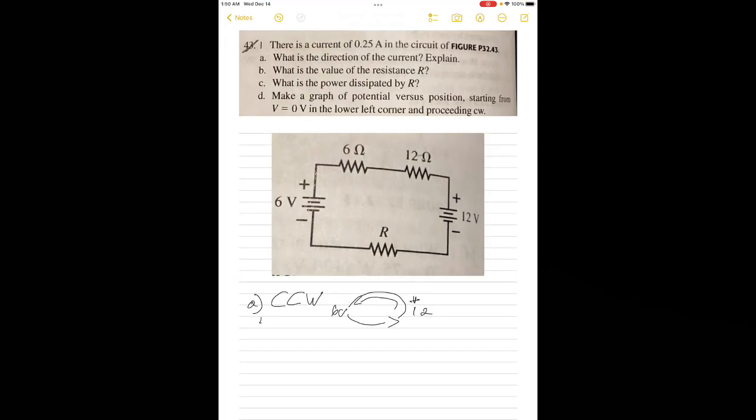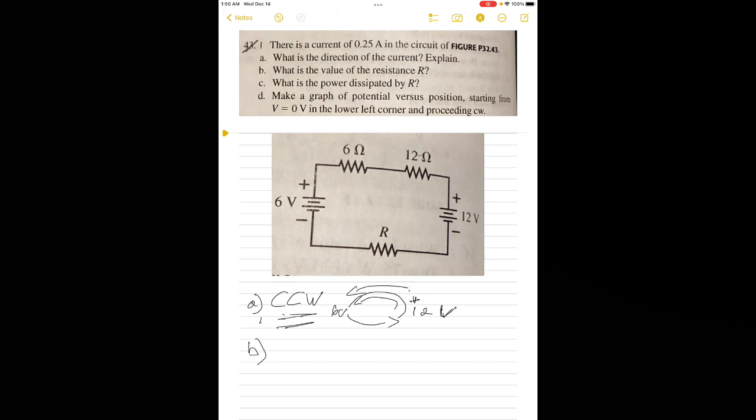What is the direction of the current? There is a current in this circuit of 0.25 amp in this figure. So they're asking us what is the direction of the current. As you guys see, it's going to be counterclockwise, like this. So it's going to go from the highest voltage to the lowest voltage. So it's going to go on this side.